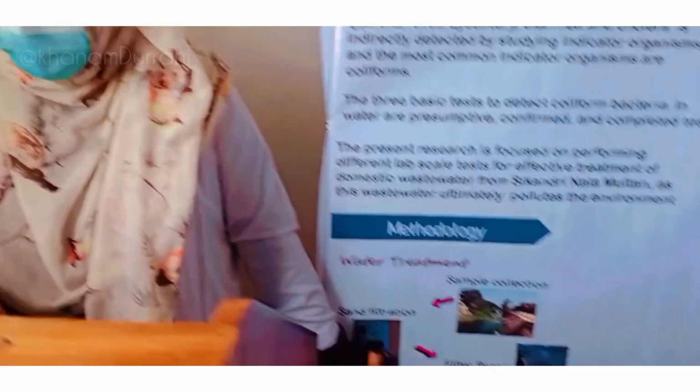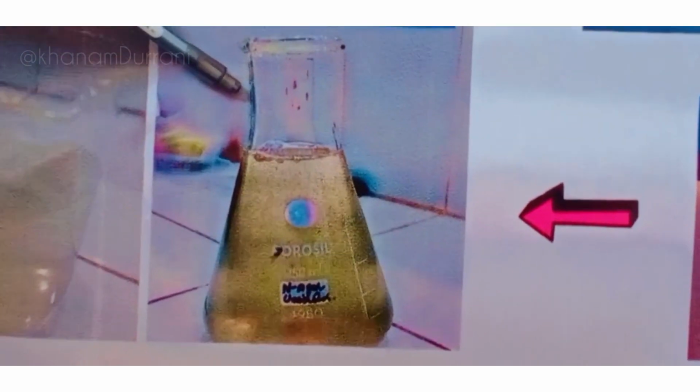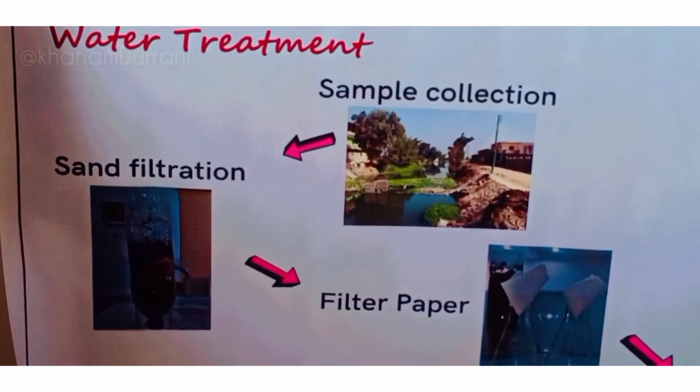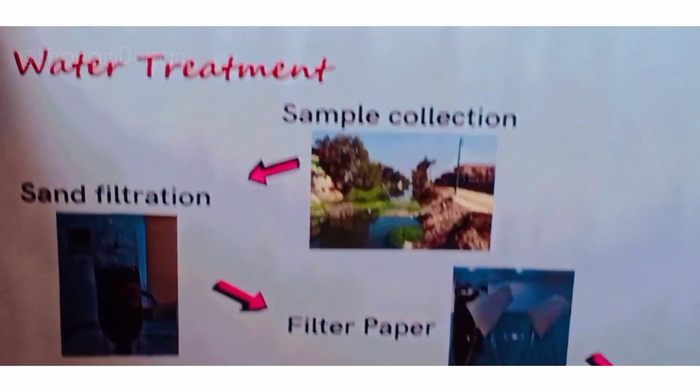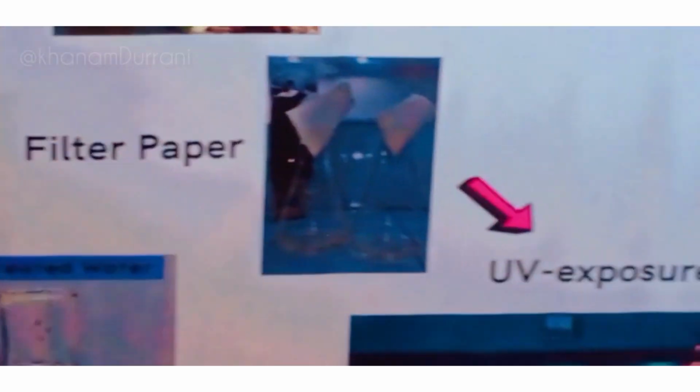First of all, there was a physical characterization of the sample, and we analyzed that the water was greenish black, having a poor smell, and its pH was recorded. Physical characterization was the first step of water processing. For this purpose, we used sand filtration as well as UV and filter paper technique.